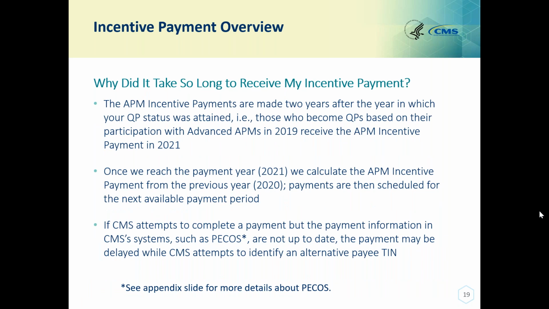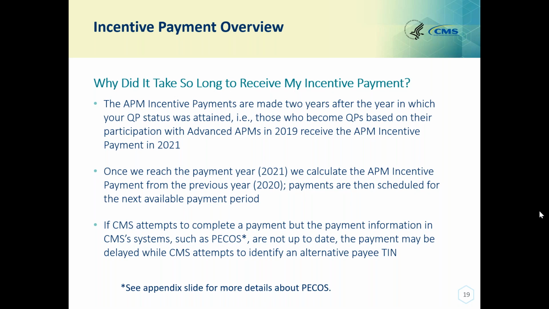Big question is, why does it take so long to get the incentive payment? Well, the reason why it takes so long is I just like to remind you that the payments are made 2 years after receiving QP status. A lot of things can happen during that time. People move around with jobs, maybe they're no longer billing, whatever the issue may be, there's a reason why.